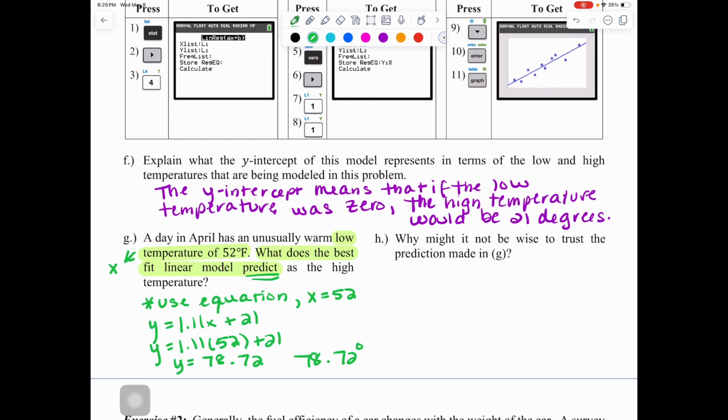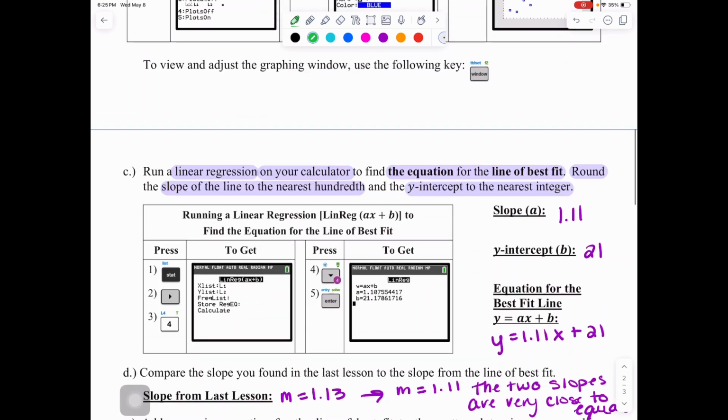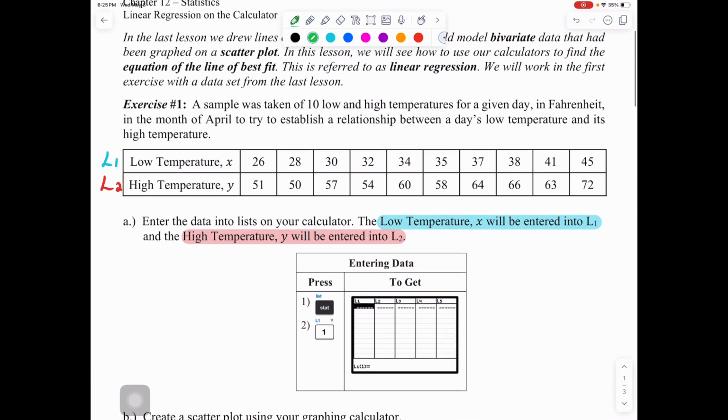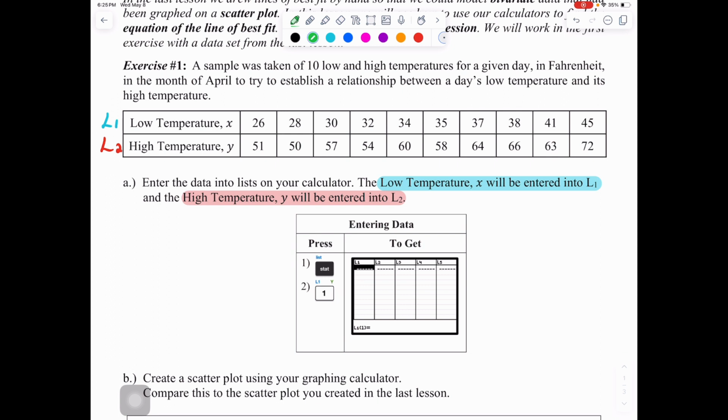So couple of things here. It did say something about being unusually warm, so I actually want to go back and take a look at our data. And when I look at our data, our low temperatures go from 26 to 45. So they said it was unusual. 52 is not even in our set of data.